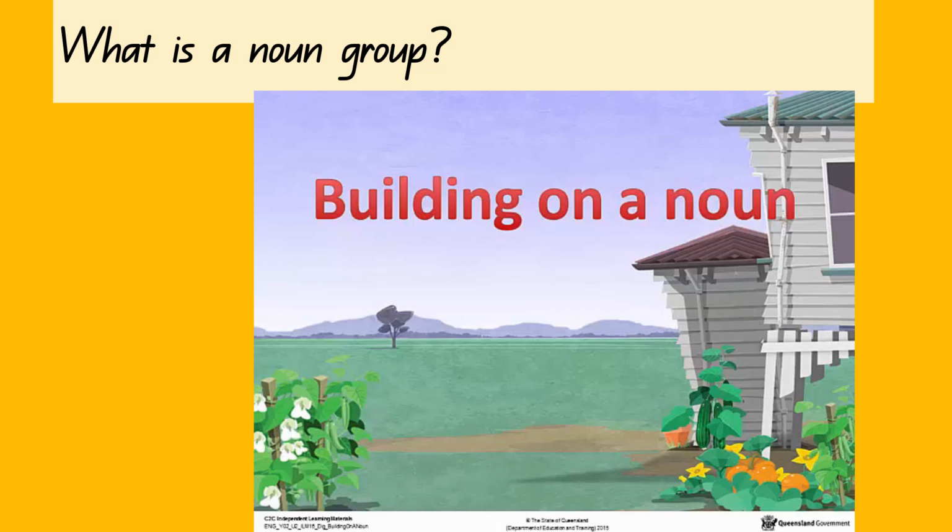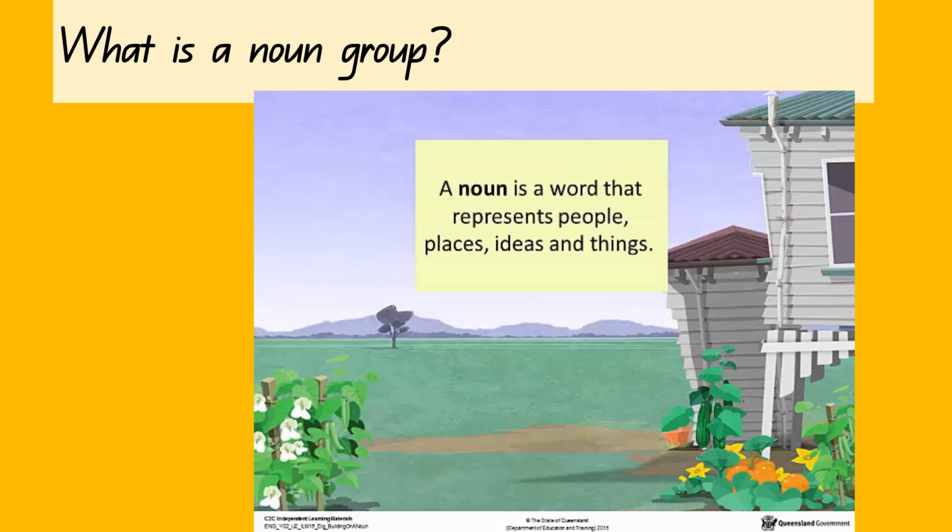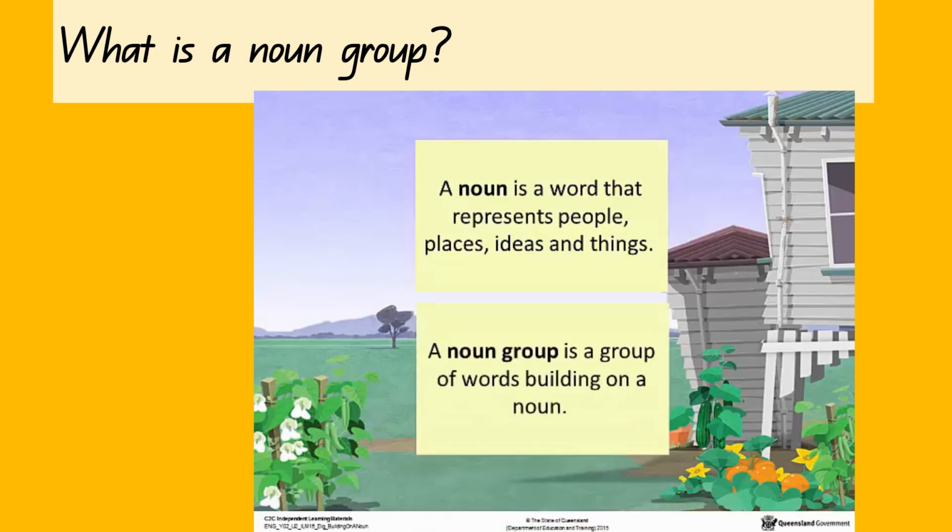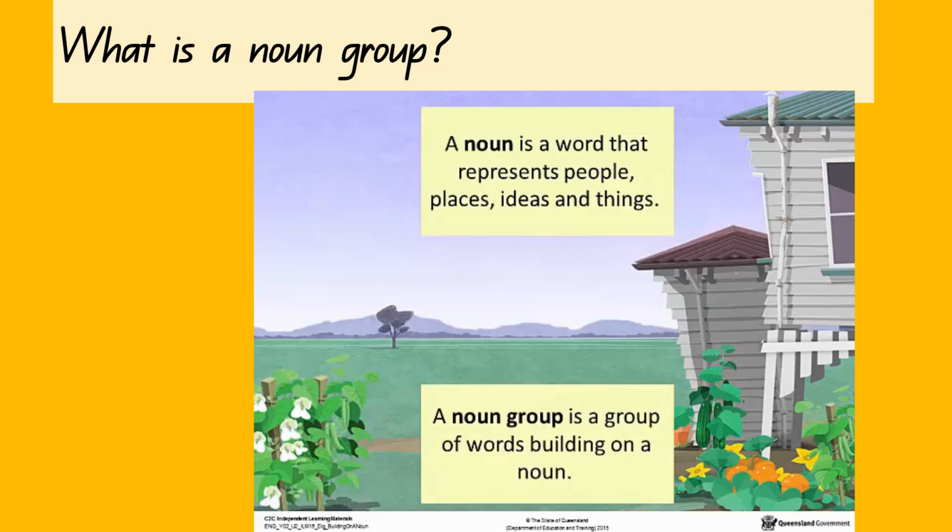Hello. In this video, we are going to look at how we can create more detailed descriptions by building on a noun. A noun is a word that represents people, places, ideas, and things. A noun group is a group of words building on a noun. The words we use to describe a noun give us more information about that noun.